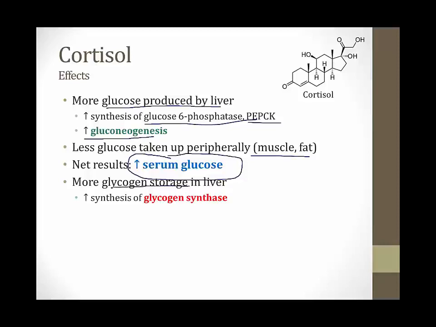Another effect of cortisol has to do with glycogen. It leads to more glycogen storage in the liver by increasing the synthesis of glycogen synthase. This effect is somewhat offset, however, by the fact that cortisol enhances the effectiveness of the hormone glucagon, which leads to glycogen breakdown. And we'll talk about cortisol's effect on glucagon in a minute.